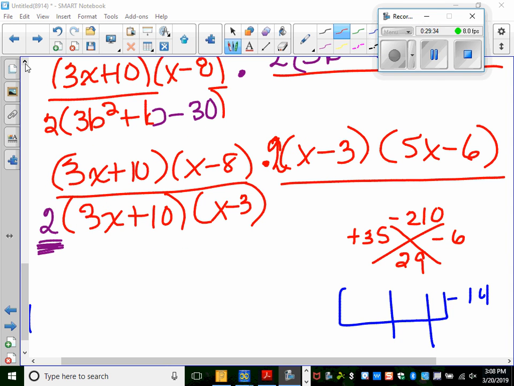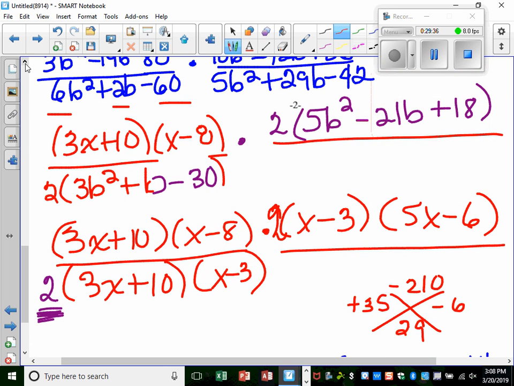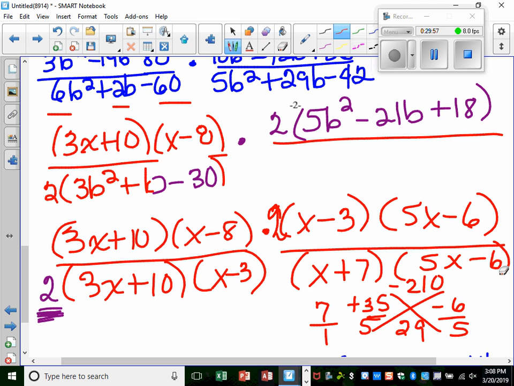What was our A term? 5. All right, so let's divide by 5. So this is going to give me what, 7 over 1? Is that right? Okay. So now let's put our factors in. That's going to be x plus 7 and 5x minus 6.